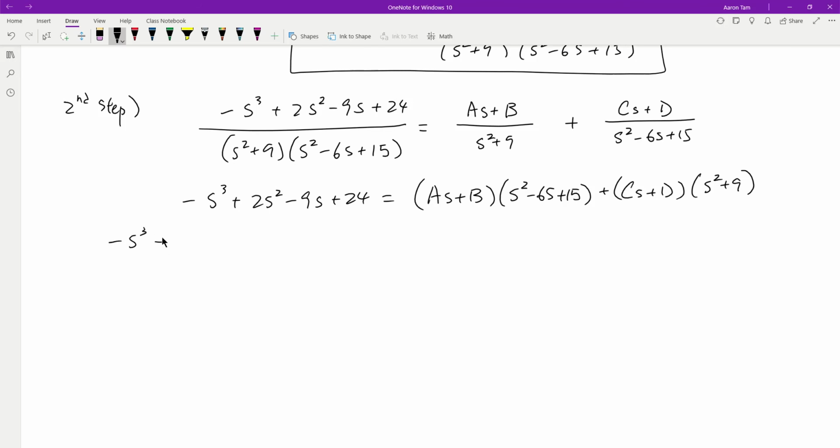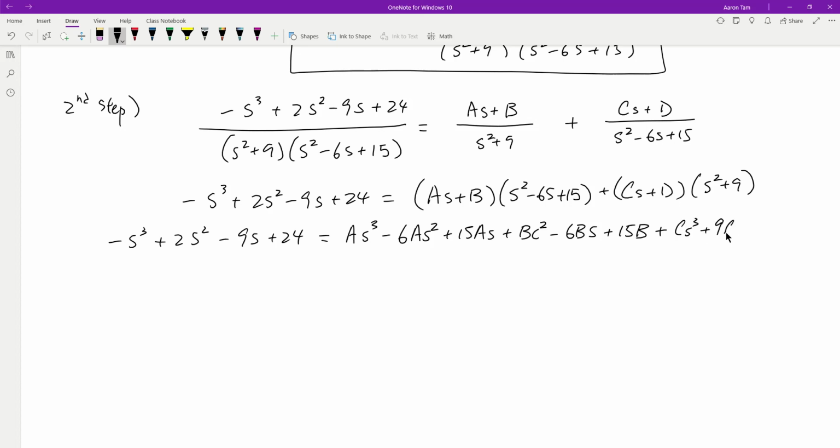So negative s to the third plus 2s squared minus 9s plus 24 is equal to, if I multiply this out, as to the third minus 6as squared plus 15as plus bs squared minus 6bs plus 15b plus, multiplying this out, cs to the third plus 9cs, and then plus ds squared plus 9d.